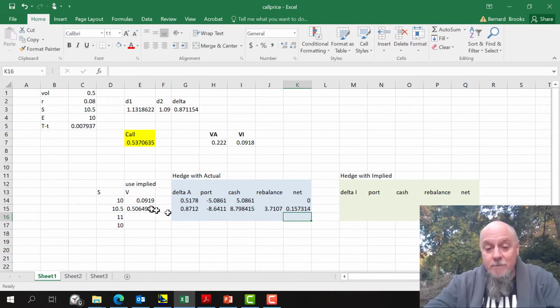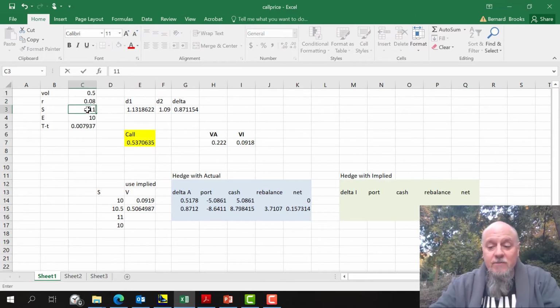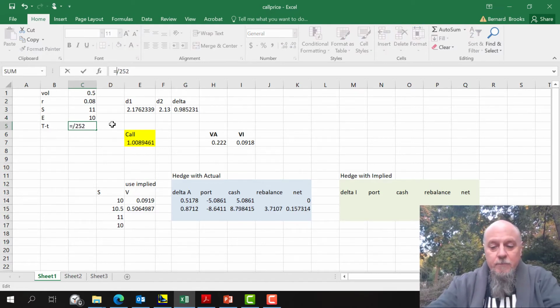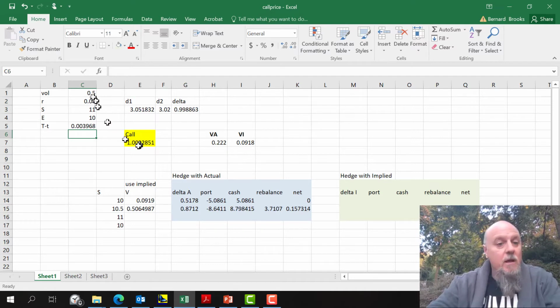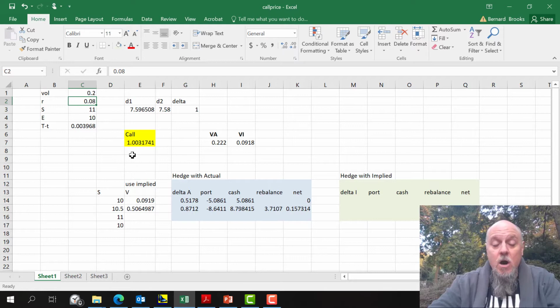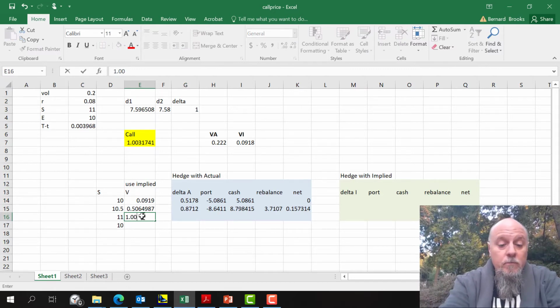Well, the next day, the stock is now at $11. Let's recalculate the value of the option. Two things have changed. The stock is at $11, and time is now only at 1 day left. So now the option, using implied volatility, is 1.003, so 1.0031741.